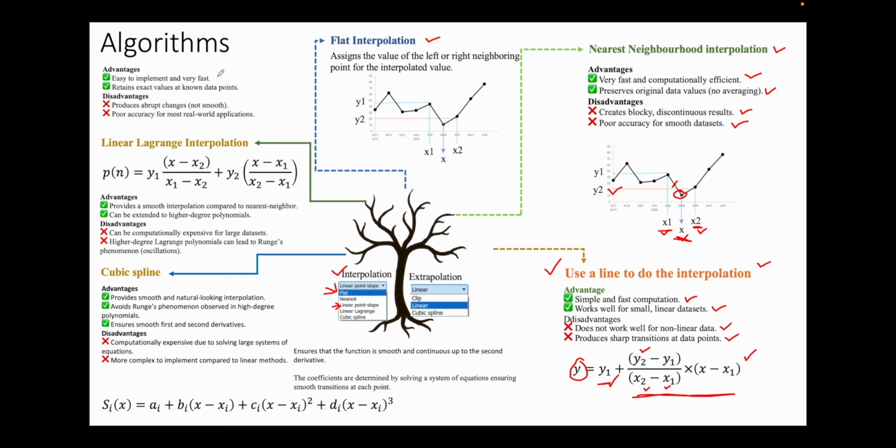This will not give much accuracy, but it is very fast, faster than the other two, and retains the exact value in the points, like the nearest neighbor one. But if there is an abrupt change, it will not perform better, and it has poor accuracy for most real world applications.